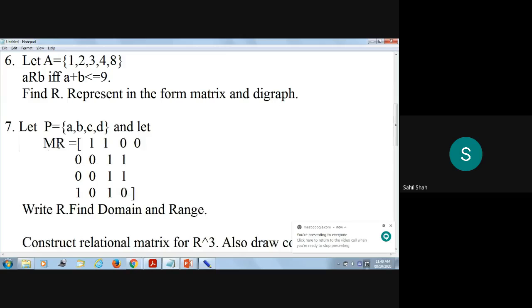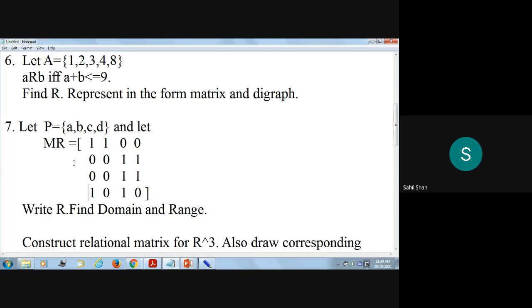I am not having the facility to write this R as a suffix. While writing in your notebook, you should write this R as a suffix to M. M suffixed with R, this is the entire matrix which is given like this. There are 4 rows and 4 columns.